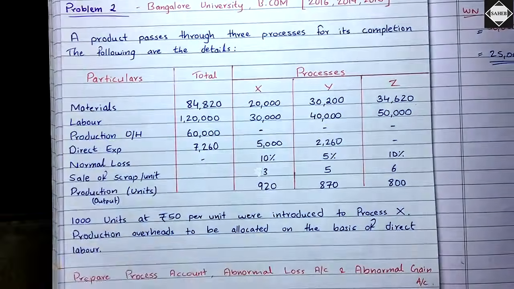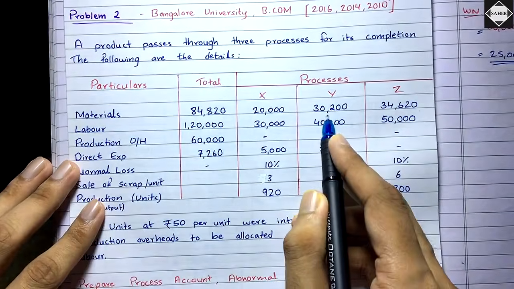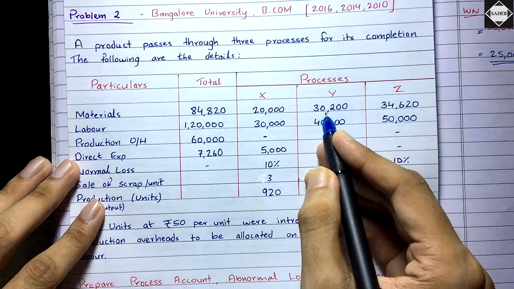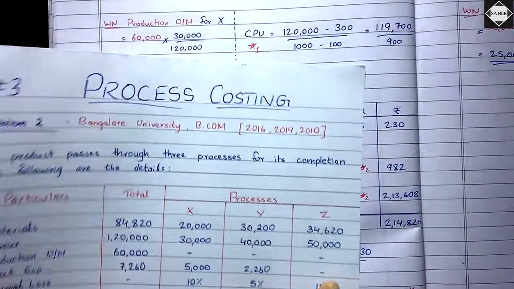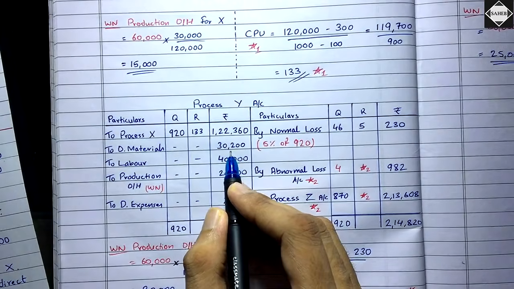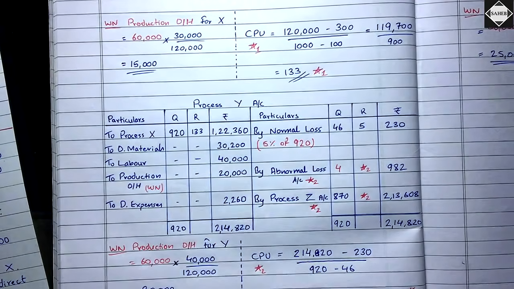Then what do we have in the question? See here in the question we have other materials. These other materials are not the main material. These are the additional material that you are requiring in the process itself. So other material, 30,200. No quantity, no rate.